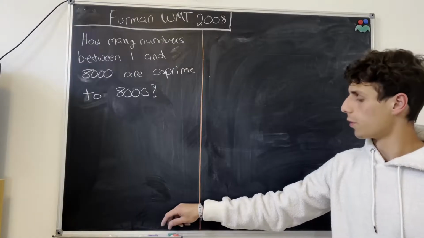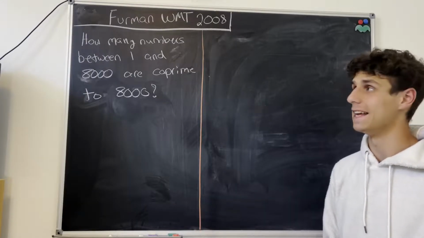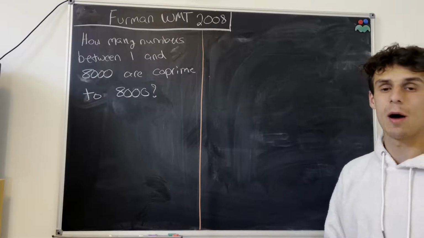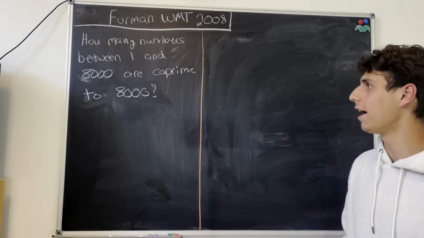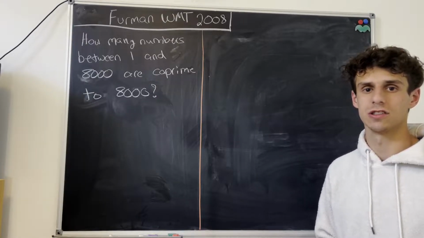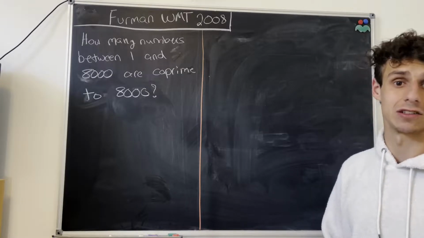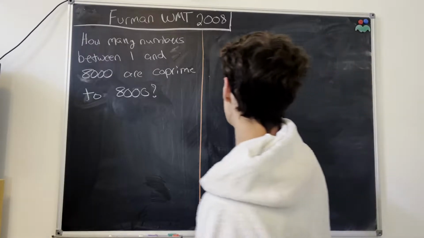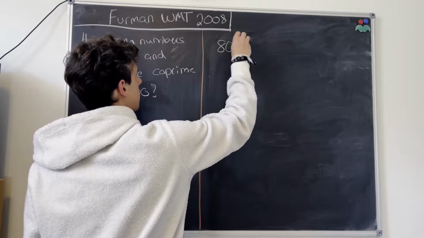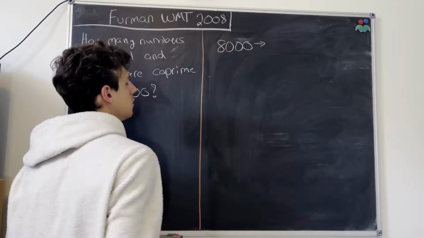Here we have a problem from the Furman WMT 2008 contest, and it asks us how many numbers between 1 and 8,000 are co-prime to 8,000, or in other words, don't share any factors with 8,000. So first what we want to do is split up 8,000 into its prime factorization.